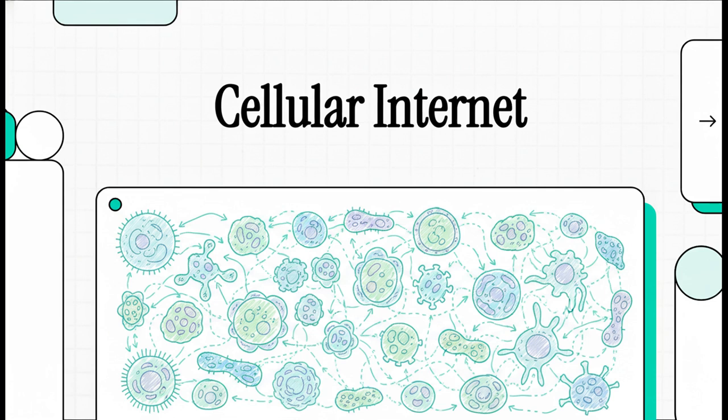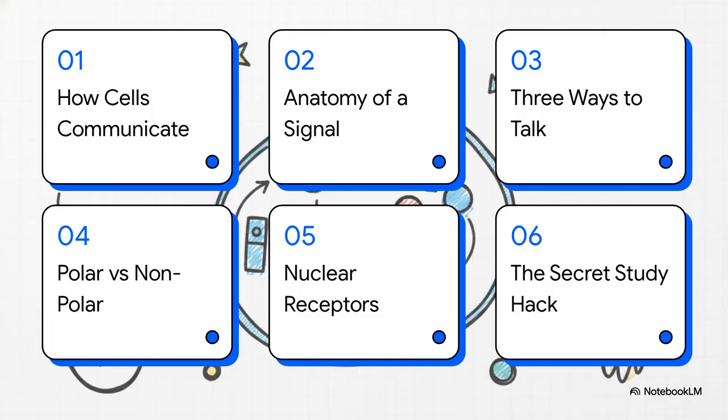And for us to survive without a central microscopic brain pulling the strings, those cells need a flawless, high-speed communication network. Today, we're going to decode exactly how that incredible network actually operates. We've got a solid roadmap to demystify this whole topic. We're going to hit 1, how cells communicate, 2, anatomy of a signal, 3, 3 ways to talk, 4, polar versus nonpolar signals, 5, nuclear family receptors, and finally, we'll wrap up with number 6, the secret study hack.